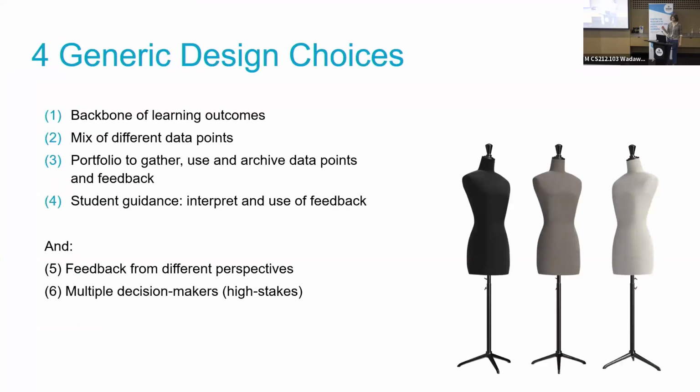And we found 4 generic design choices that all programs applied. They all had this backbone. They used a mix of different data points. They used a portfolio, and they implemented a system of student guidance to help them to interpret and use feedback. And in another study, we found that all programs have feedback from different perspectives and multiple decision makers in this committee, which kind of makes sense.